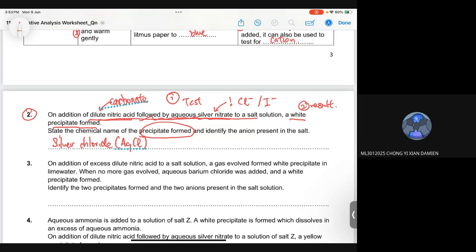You added silver nitrate. Where did the chloride come from? The chloride came from the salt. And hence the anion present in the salt is chloride ion, Cl minus. So this is for question 2. Thumbs up if okay.